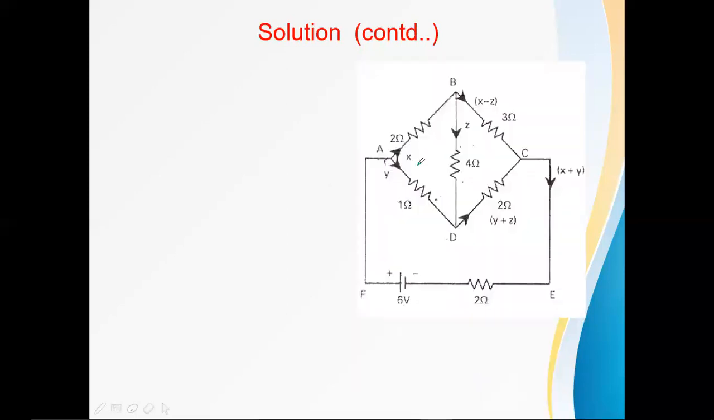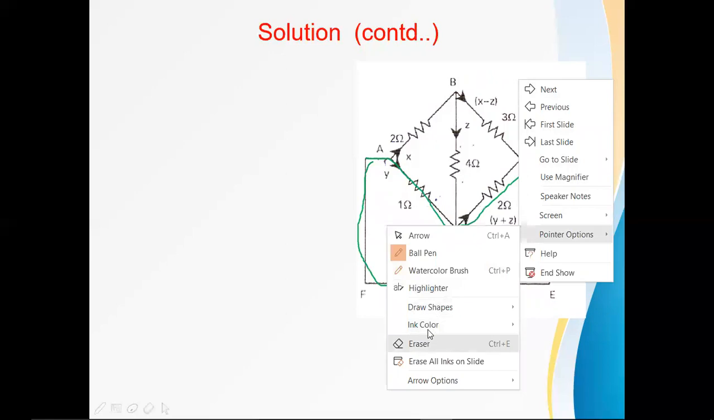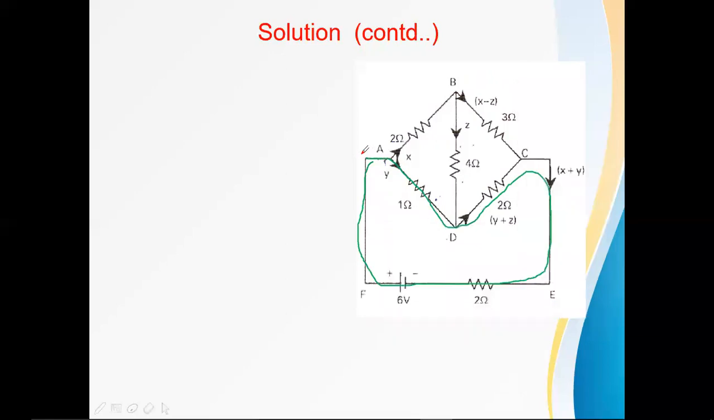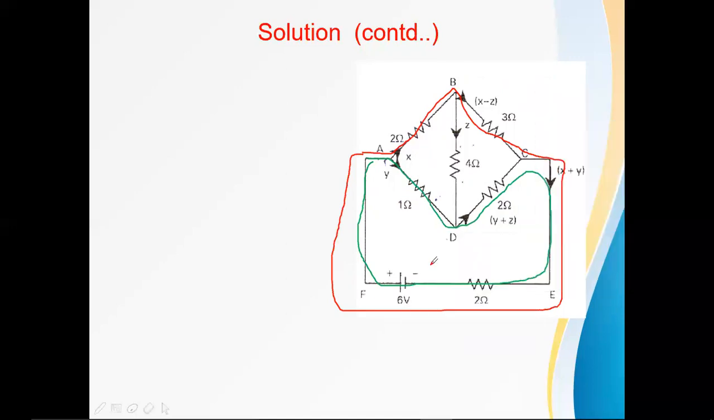For writing this loop, you can follow this loop, or else you can follow this loop. You can follow any one of these two loops. For this problem, I am following this red color loop: A, B, C, E, F, A.